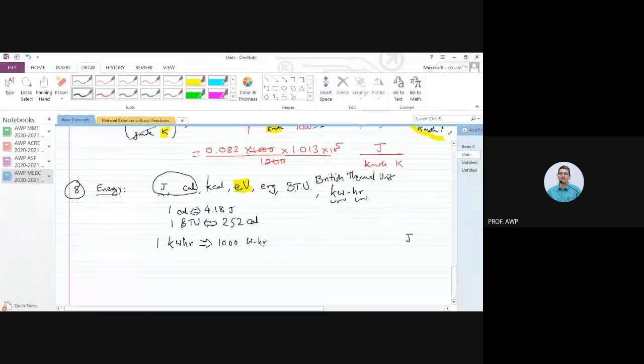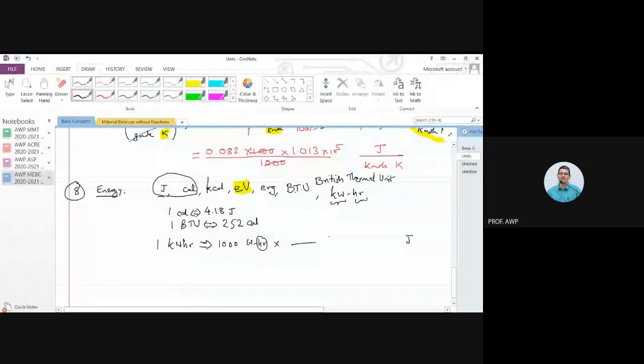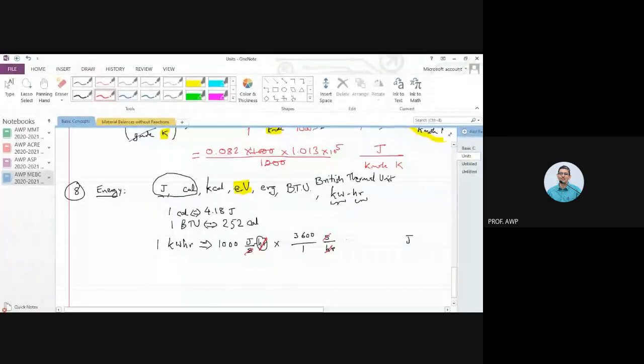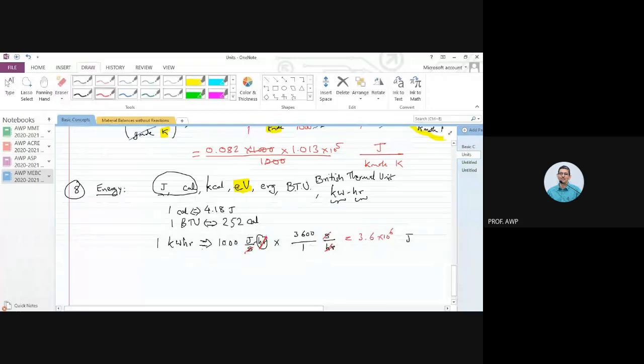We want joules, so we don't want hours there. We need to multiply by a quantity that has seconds in the numerator and hours in the denominator. 1 hour is 3600 seconds, and watt is nothing but joules per second. So the hour will get cancelled, second will get cancelled, and we would have only joules left. That is 3.6 into 10 raised to 6. So take care of how to convert one set of units into another set of units.